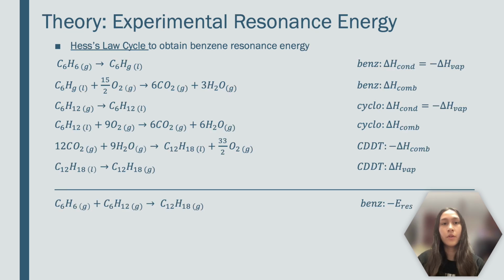For the experimental determination of resonance energy, the complete Hess's law cycle is shown. Each step corresponds with either a heat of vaporization value or a heat of combustion value. Literature values for cyclohexane and benzene heat of vaporization and benzene heat of combustion will be used. CDDT heat of vaporization and CDDT and cyclohexane heat of combustions will be experimentally measured.